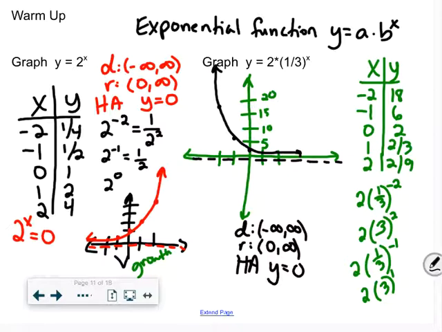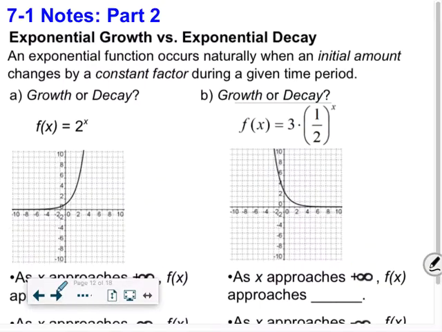What's left? If I shift my graph up 1, do you see the horizontal asymptote will go up 1. If I move it down 3, my horizontal asymptote goes down 3, like that. Okay? All right, so this is just real basic. So now we're ready to hit our notes.